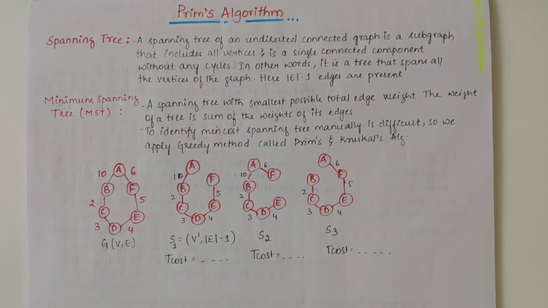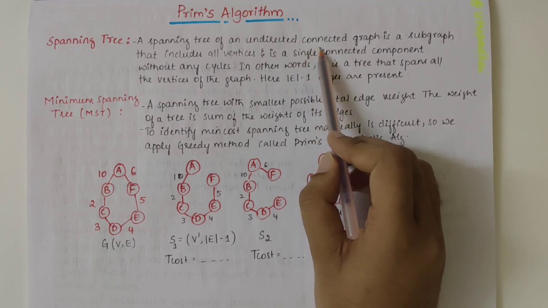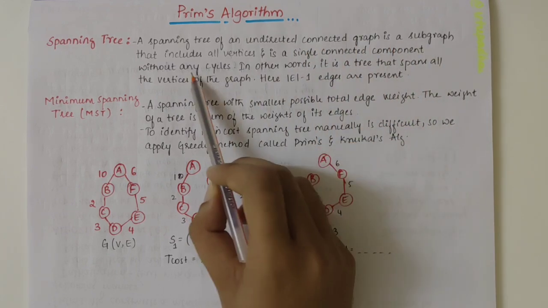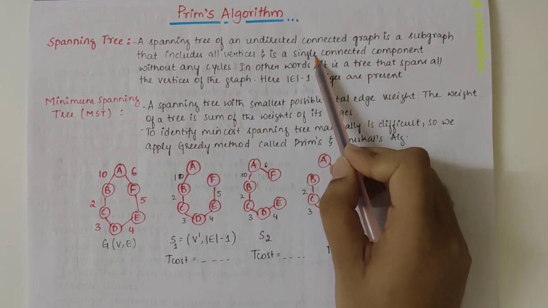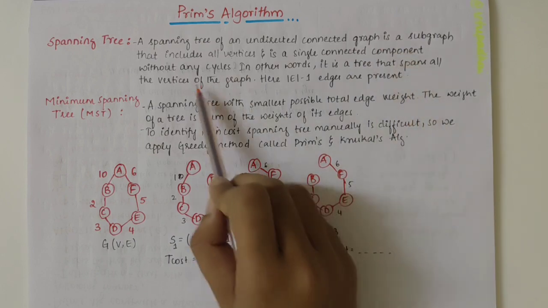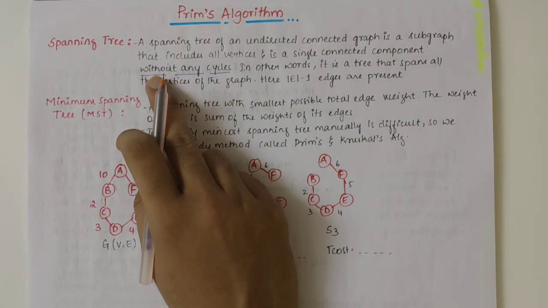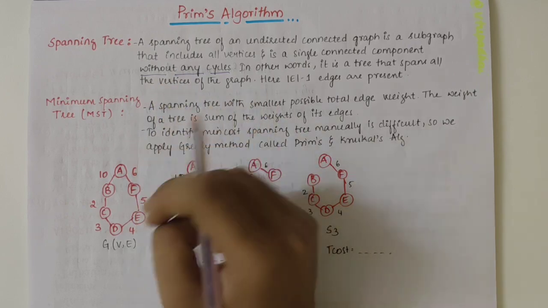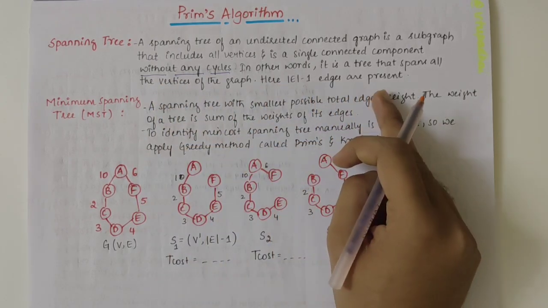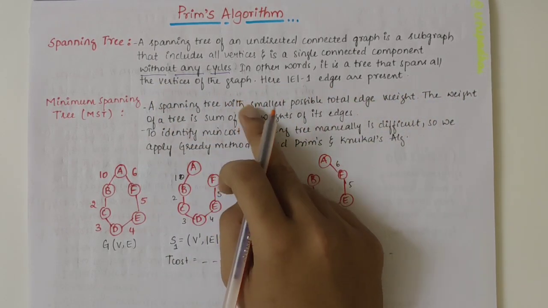Moving forward, we have Prim's algorithm. Before getting into Prim's algorithm, we should look into what spanning tree and minimum spanning tree is. A spanning tree of an undirected connected graph is a subgraph that includes all vertices and is a single connected component without any cycle. So this line is pretty important. A spanning tree won't have any cycles. In other words, it is a tree that spans all the vertices of the graph.